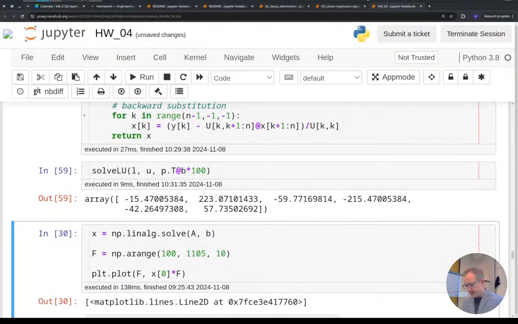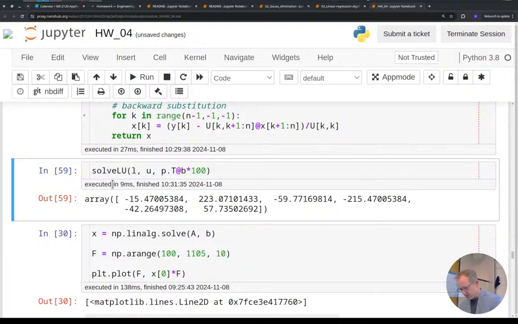And sure enough, I get some answers. They seem right. For 100 newtons, pushing at a slight angle, there's less tension in that number here. For 100 newtons, I get 15 newtons of tension force in that bar 1. So you can use LU, you can use this solve LU.